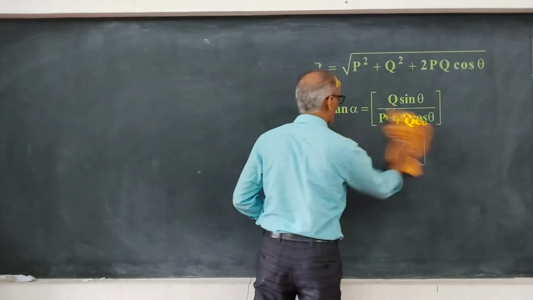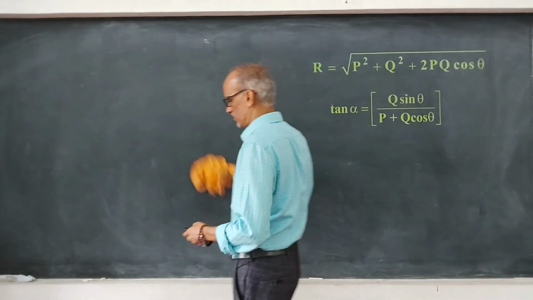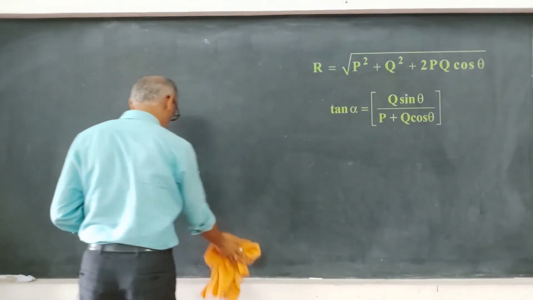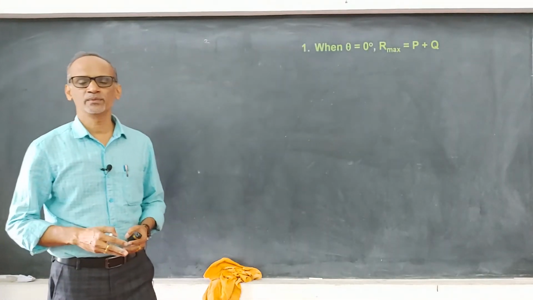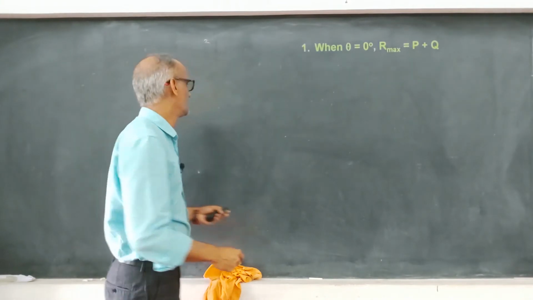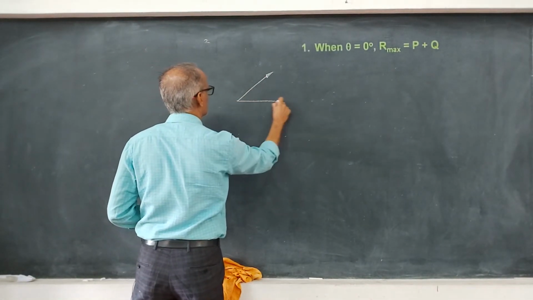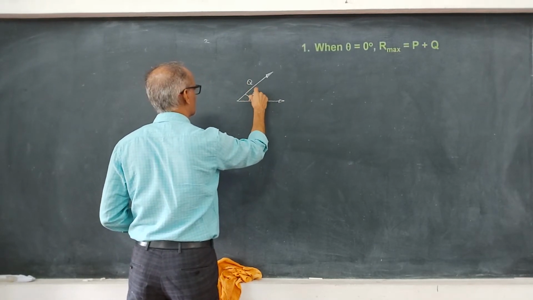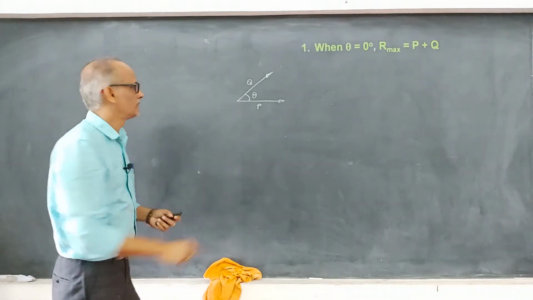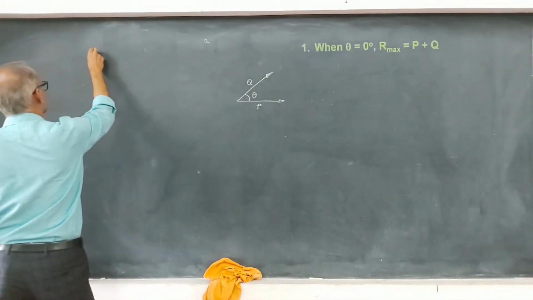Okay. Now what are these special cases? They are all important from the exam point of view. Now what do you mean by special cases? Special cases are this. When theta is equal to 0 degree. See, I had given the diagram like this. This is P, this is Q, correct? This is theta. If theta is 0, what happens? So this is case 1.